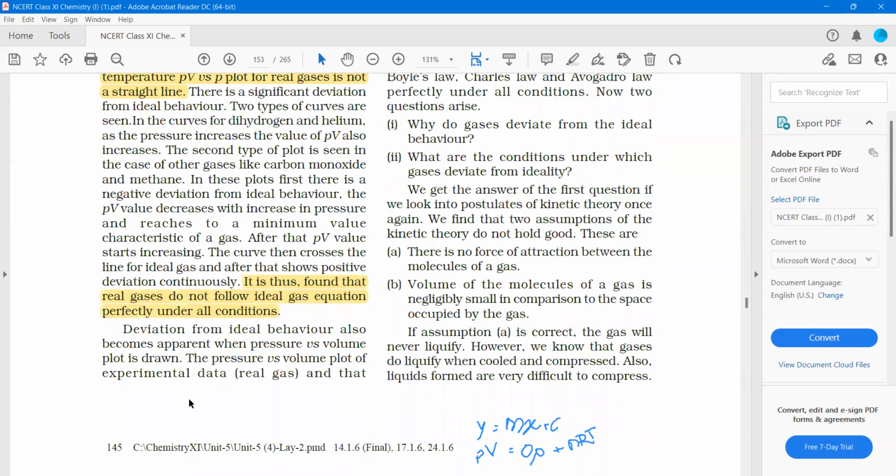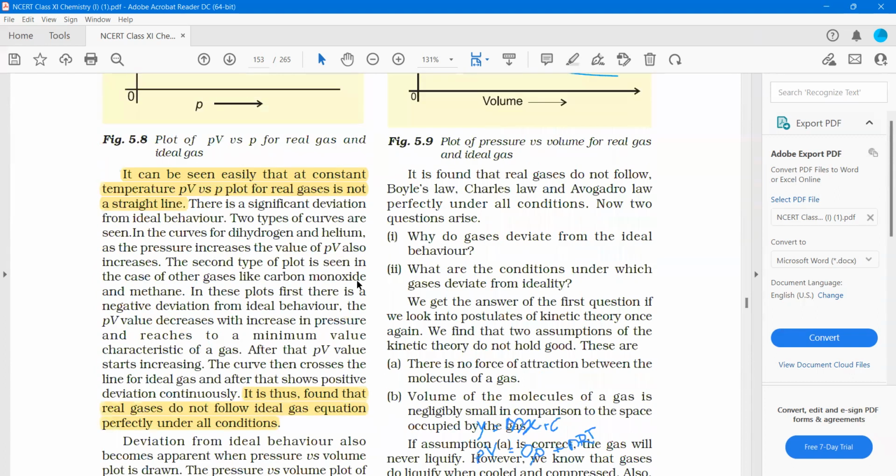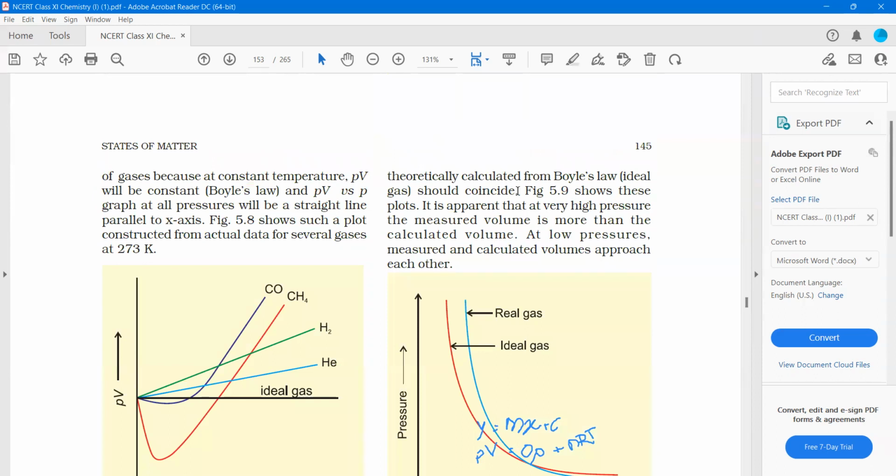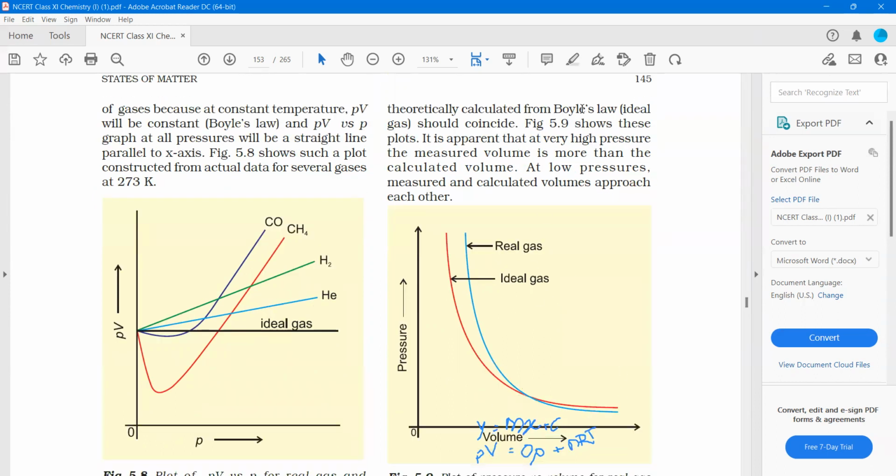The pressure versus volume plot of the experimental data of real gases, and that theoretically calculated from Boyle's law, that is the ideal gas, should coincide, but it is not coinciding. It can be seen from figure 5.9. So figure 5.9 shows this plot.